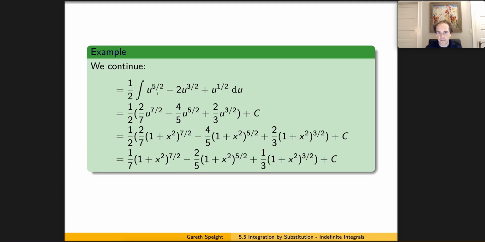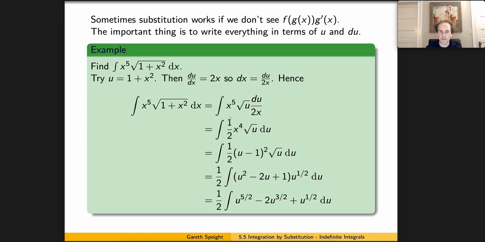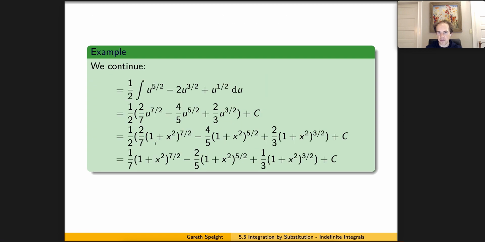So if we continue, we apply the power rule, we get a half, and then you can check the numbers. But 2 over 7, u to the 7 over 2, minus 4 over 5, u to the 5 over 2, plus 2 over 3, u to the 3 over 2, and so on, plus c. And then the final step is to replace u by whatever it was in terms of x. So u was 1 plus x squared, we replace the u's by 1 plus x squared. Okay, and then we can multiply out the numbers. That's just a little bit of algebra or arithmetic, and we get our answer.